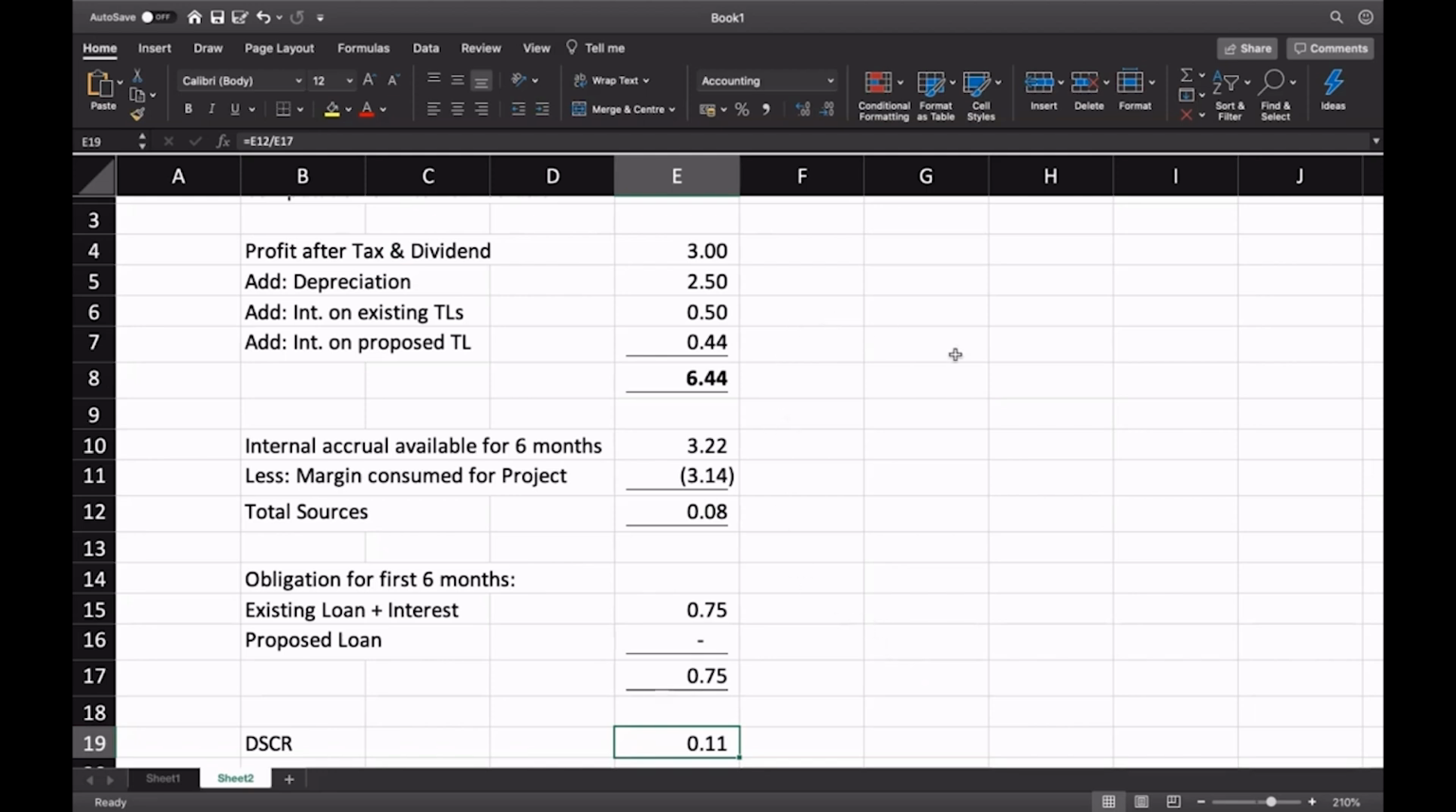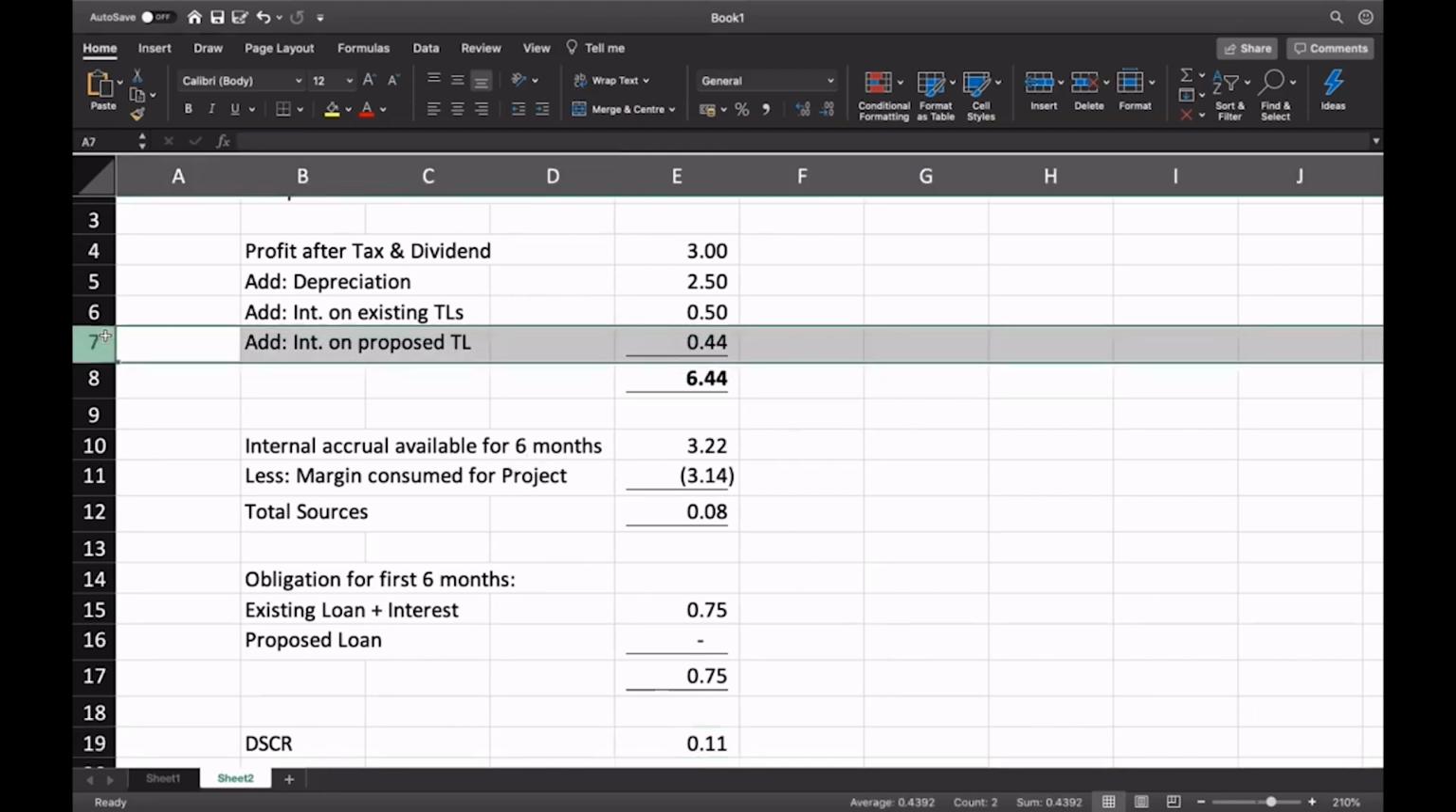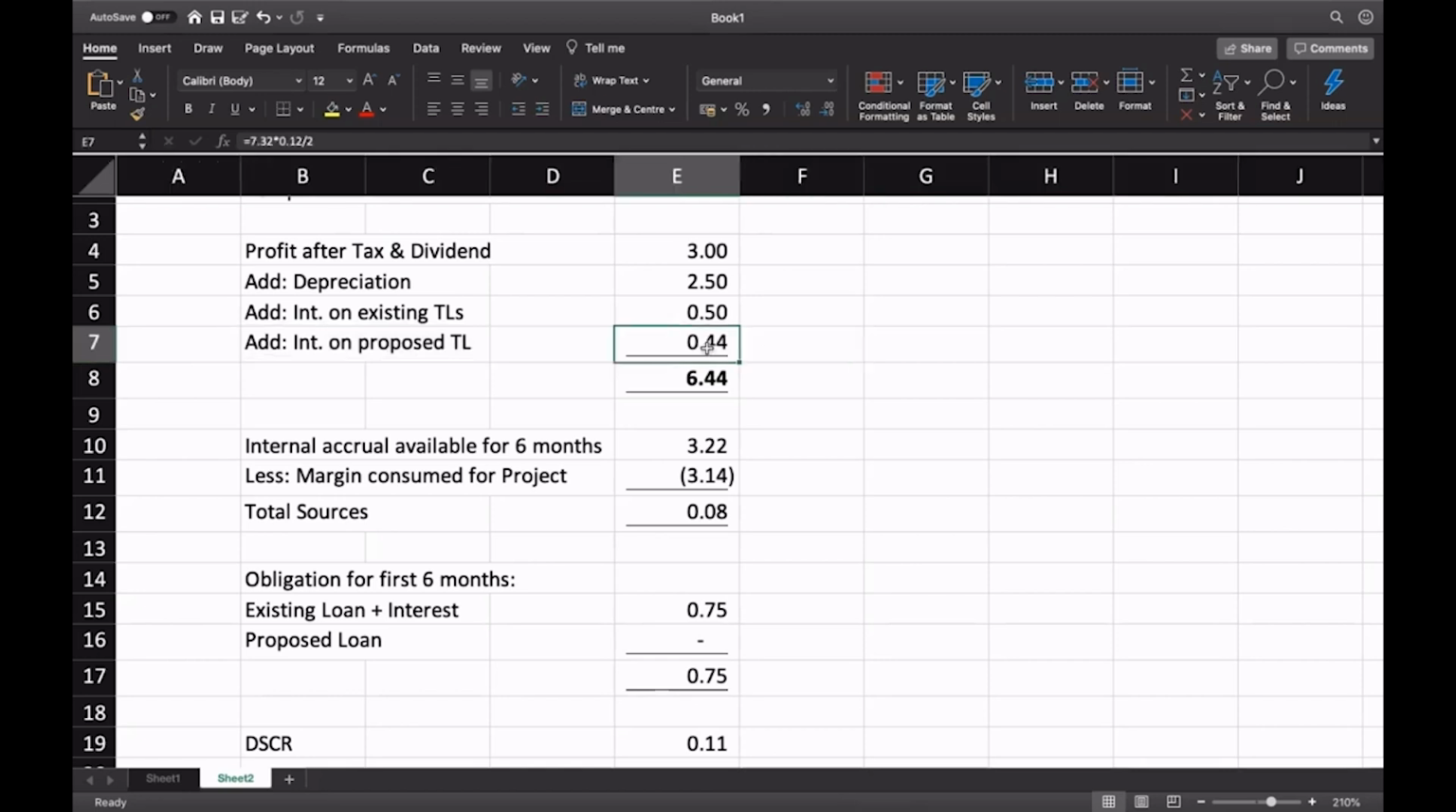Okay, some of you might still have doubt like why I'm considering this, because in the first 6 months period there is no interest on proposed term loan. Okay, I agree with you. If that is the case, in case I remove this, if I delete this, let's see what happens. If I delete this, I get the internal accrual as 3 crore and I have to take half of it. Then if I look at it from that angle, it will be even more a different figure.